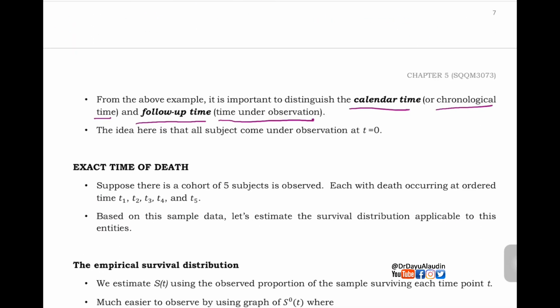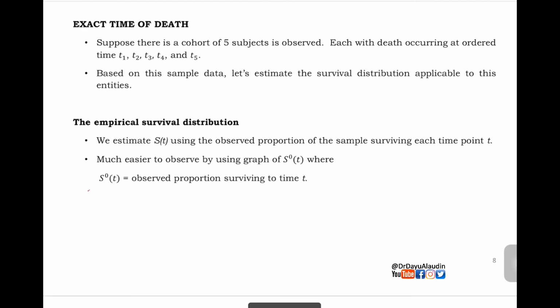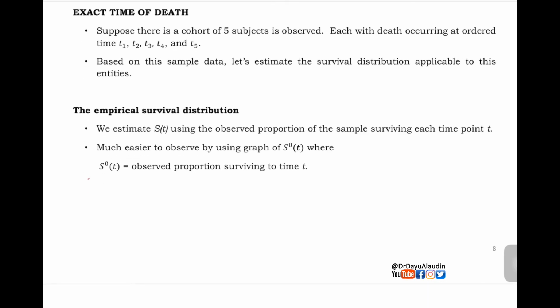Okay, now we go to the exact time of death. Suppose there is a cohort of 5 subjects. A cohort is a group of people. So a group of 5 subjects is observed, each with death occurring at ordered times T1, T2, T3 until T5. Based on the sample data, let's estimate the survival distribution applicable to these entities.